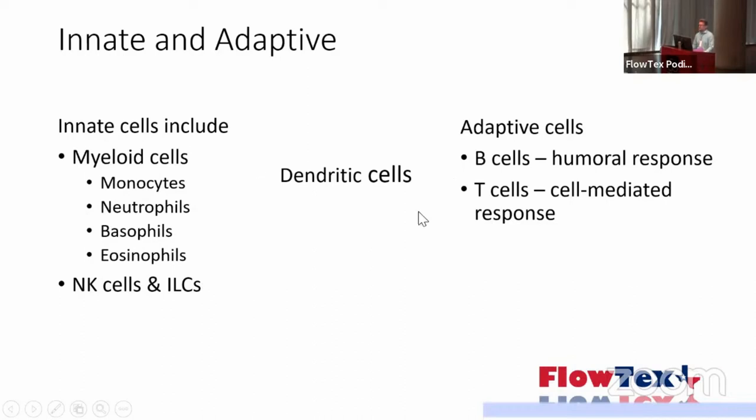In between, you'll note that there's a cell here called a dendritic cell that we'll talk about, and this is really a bridge between the innate and the adaptive immune response, and I'll get into why I say that. And then these adaptive cells, of course, are the other lymphocyte subsets, including B cells and T cells. Sometimes you'll hear about a humoral response. If you hear a humoral response, that means B cell. And if you hear cell-mediated response, that generally means T cell.